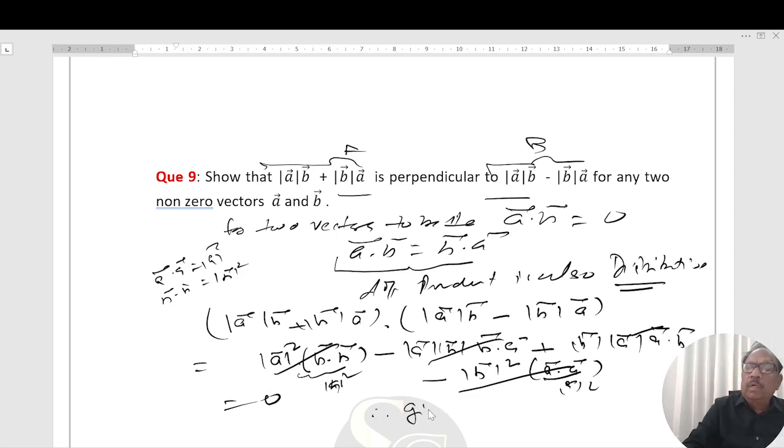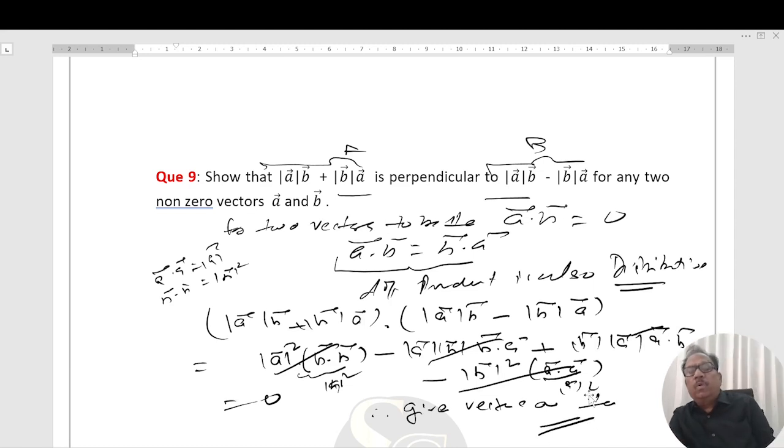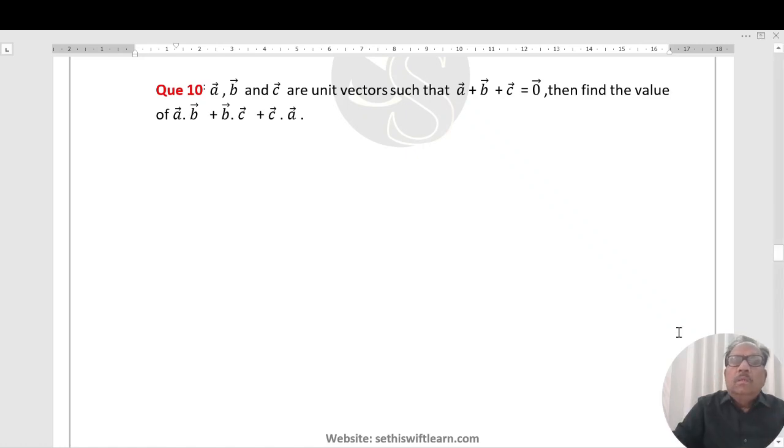Therefore, given vectors are perpendicular, right? This is all about two vectors being perpendicular. I have discussed the properties. Dot product is commutative, means A dot B equal to B dot A. It is also distributive. We apply the property of distributive here, and also A dot A equal to magnitude of A square, right? Now let's start the next question.